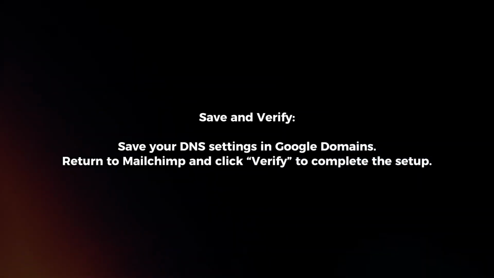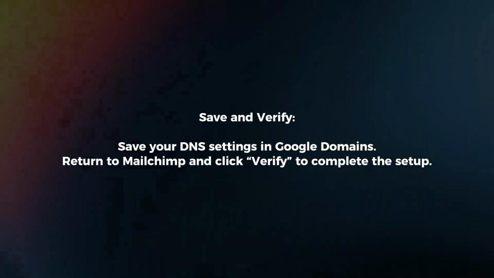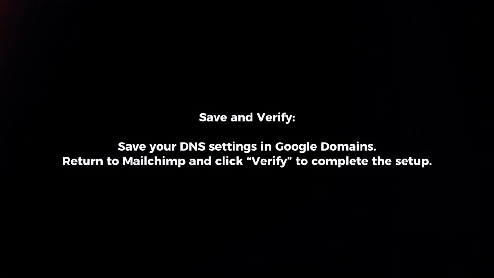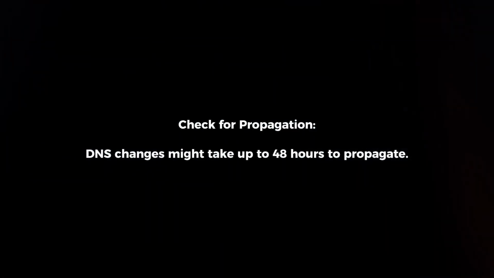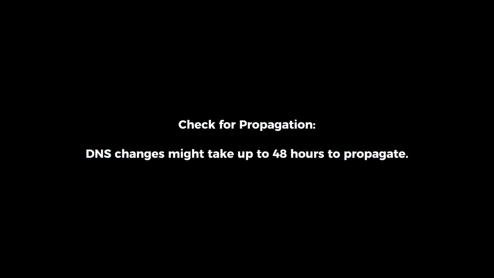Save and verify. Save your DNS settings in Google Domains. Return to Mailchimp and click Verify to complete the setup. Check for propagation. DNS changes might take up to 48 hours to propagate.